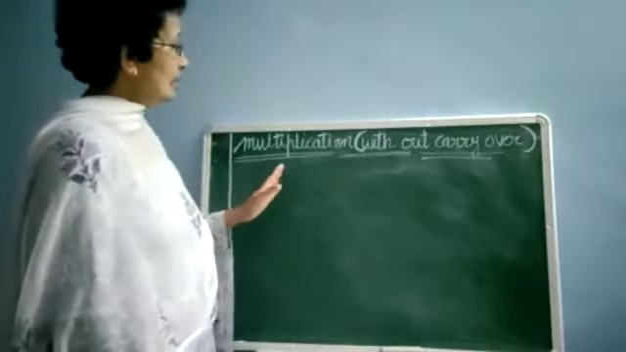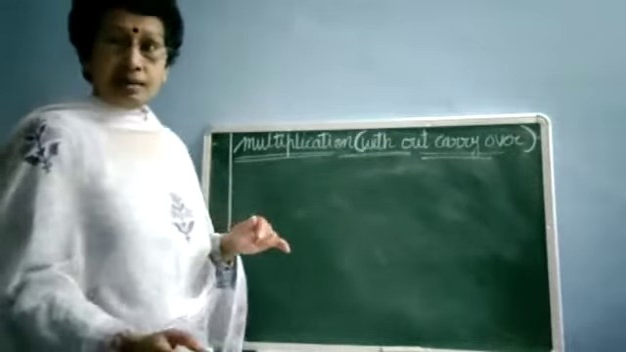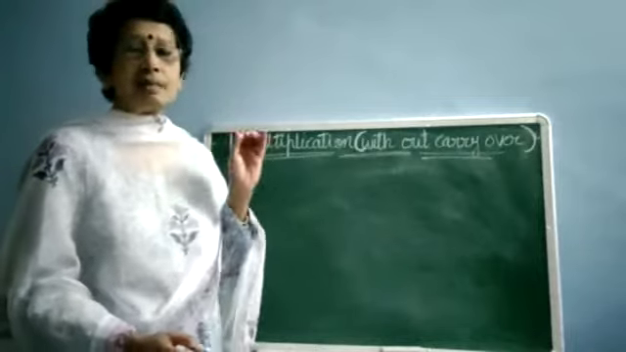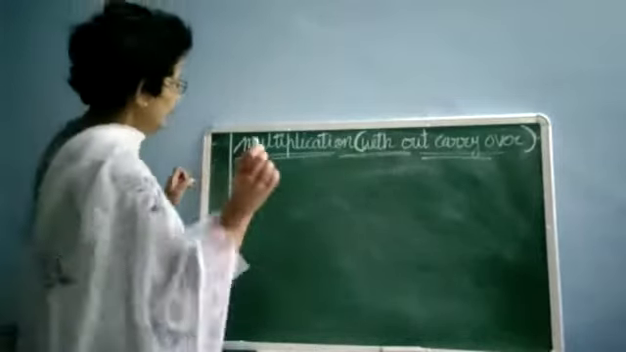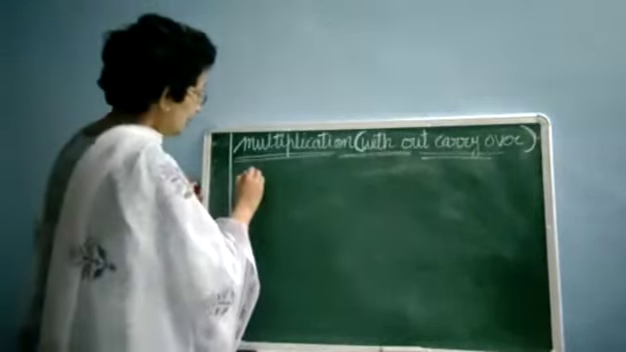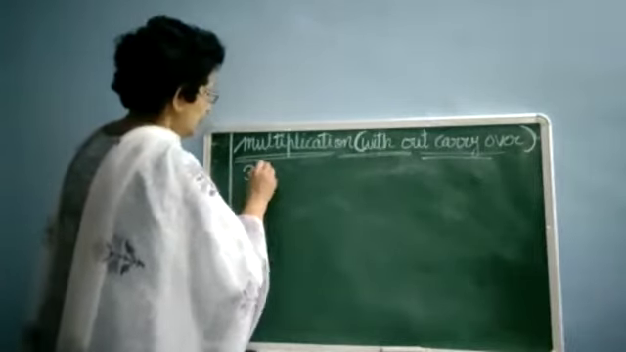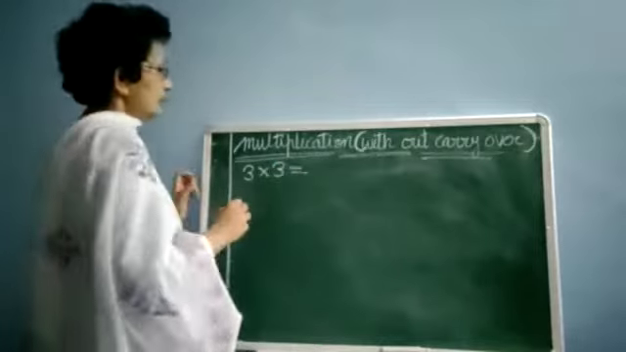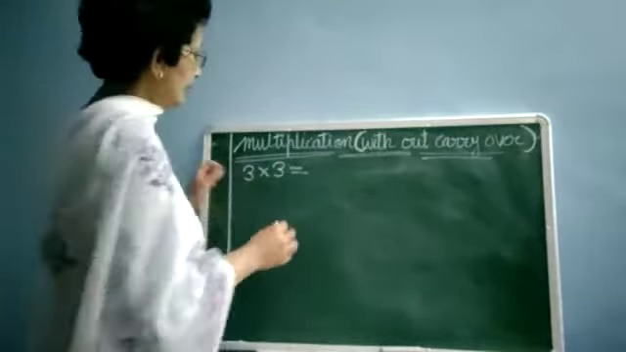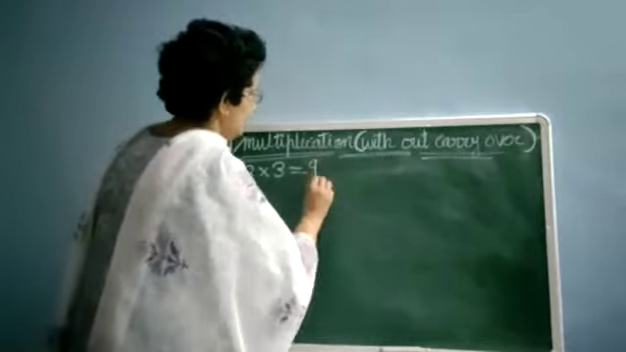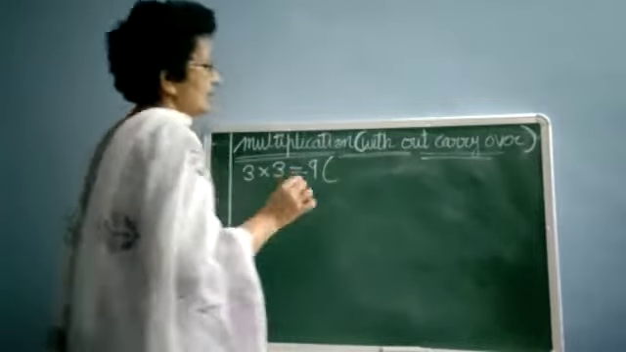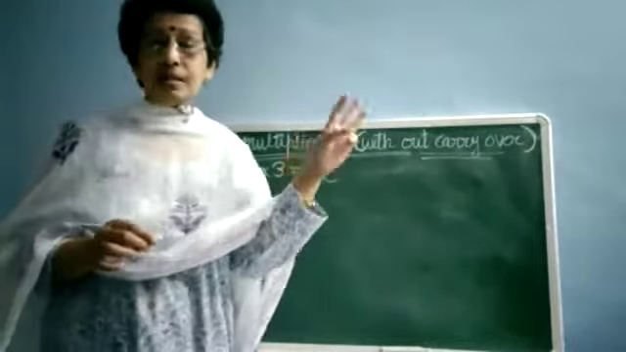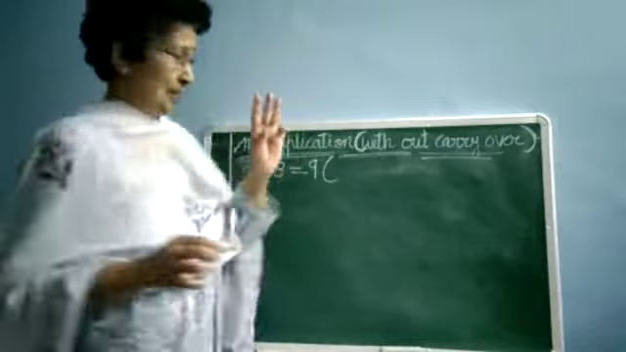So, boys, we will start with the work. In the beginning, I said that multiplication means repeated addition. So, now suppose 3 multiplied by 3. 3 3's are, answer is 9. Now, it is repeated addition, we will see. 3 is repeated thrice. 3 times it is repeated.